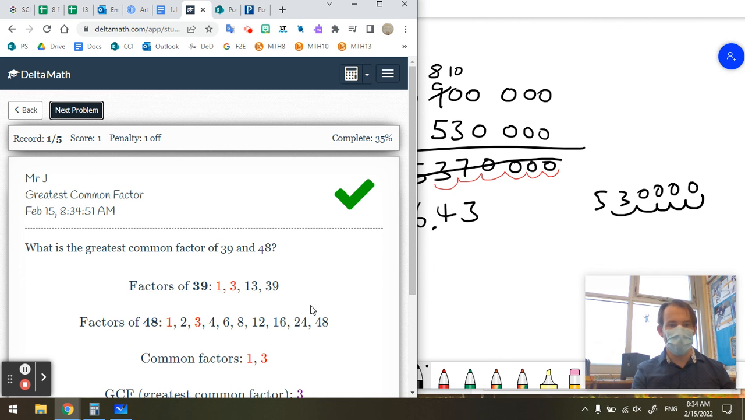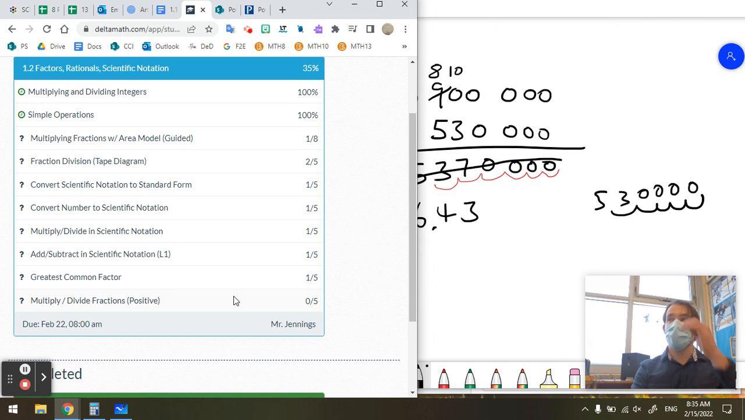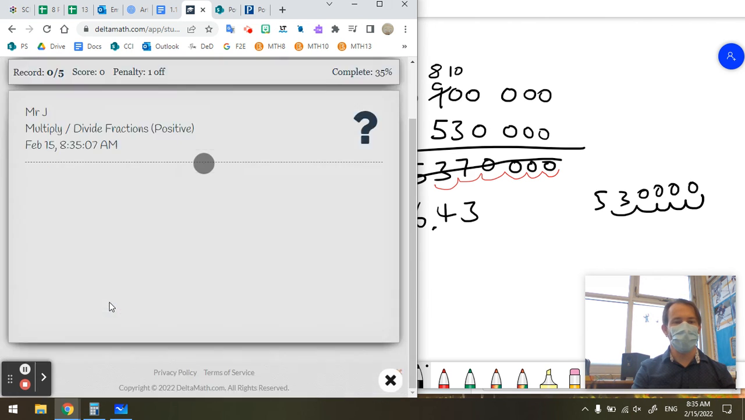See, they write out all the factors, and then they figure it out that way. Our method of finding the prime factorization will also work. Bree? Yes, ma'am.